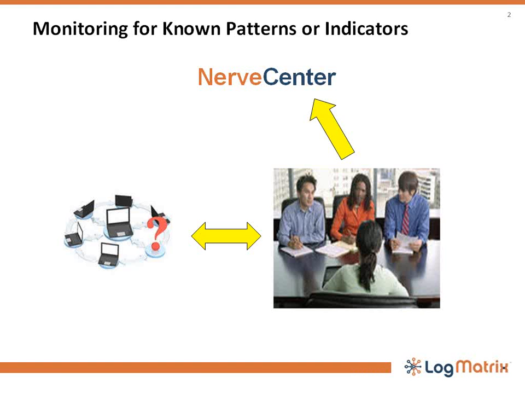This intelligence can be built into the monitoring with NerveCenter so that we can avoid a similar outage in the future. We can build NerveCenter models to proactively monitor for those specific patterns and indicators.